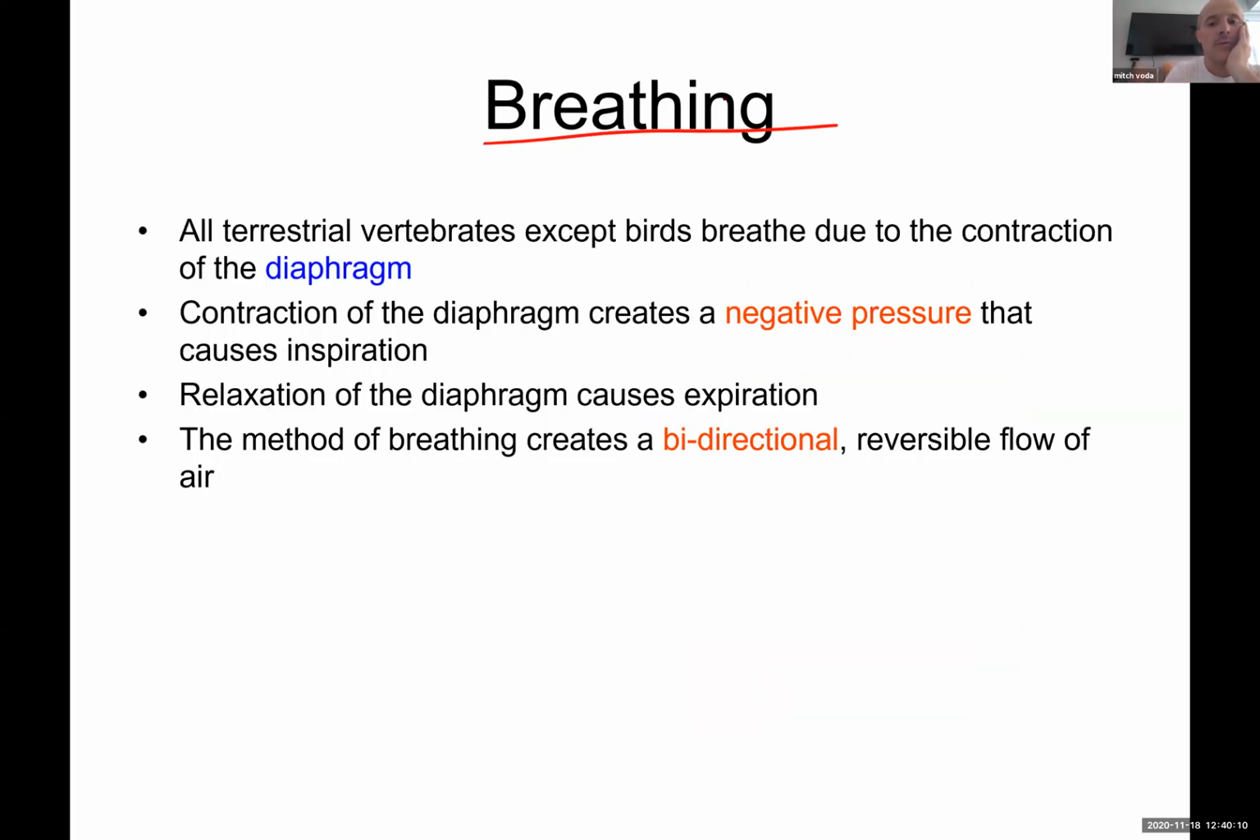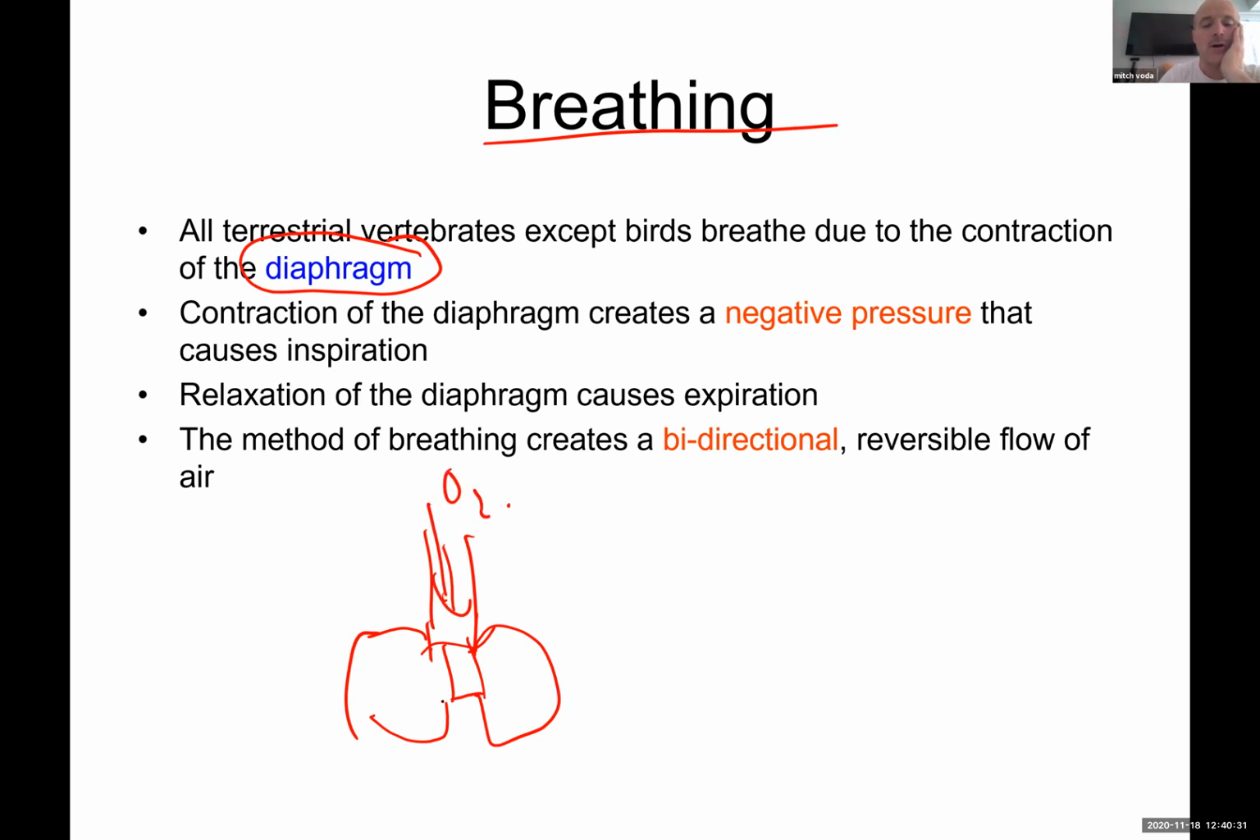Now, how do we breathe? As I mentioned earlier, we use this muscle, which is called the diaphragm. Let's assume that this is the trachea. These are the lungs right here. As you breathe in, you bring in oxygen. How does that oxygen go in? Right at the bottom here, there's this muscle, which is called the diaphragm.